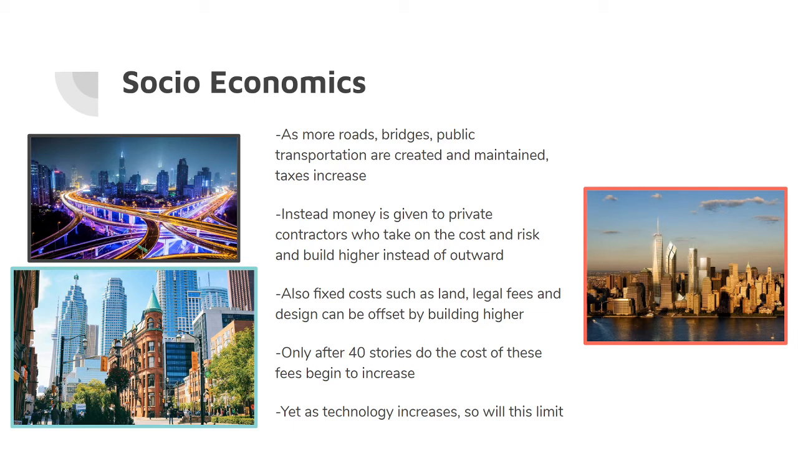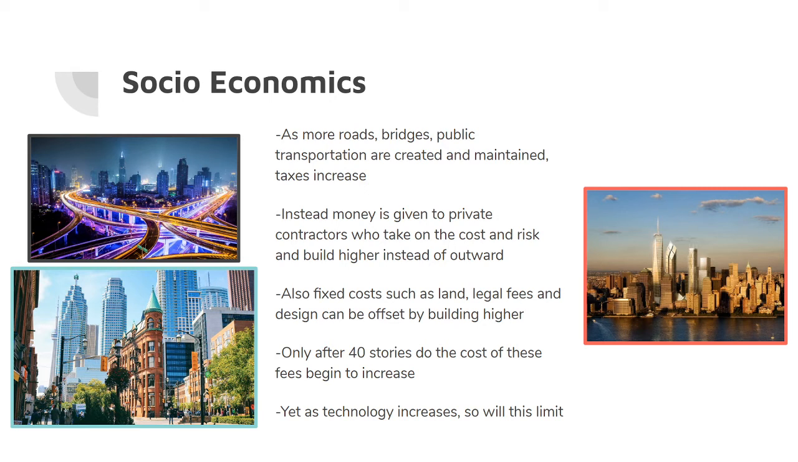Instead of collecting massive amounts of taxes to maintain this infrastructure, what some cities are starting to employ is the use of private contractors who take on the risk of building higher rather than outward. Also, fixed costs, such as the cost of purchasing mass amounts of land as well as the cost of having to redesign housing options, can be offset by building higher structures. Legal fees can also be offset since federal laws only tax buildings more if their structure rises higher than 40 stories, meaning that this regulation is generally low and tall structures can be created with relative freedom as to height. As technology increases, this regulation to height will also increase as well.